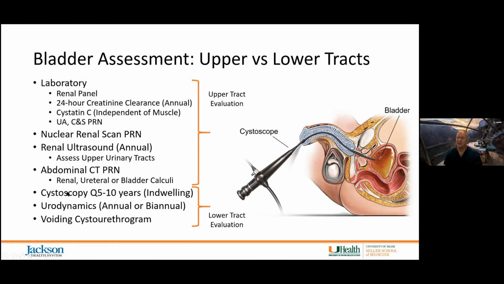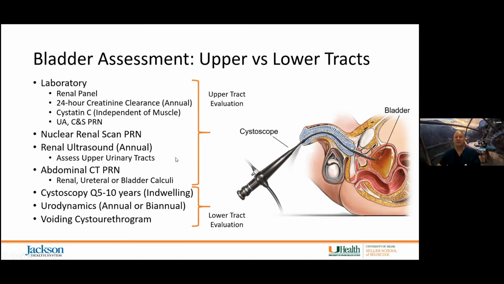So that actually you pass a scope into the bladder itself, looking for trabeculations, looking for stones, looking for other types of lesions. Typically, we'll do urodynamics annually or biannually, and then intermittently do a voiding cystourethrogram. So we'll talk through what that looks like as well.